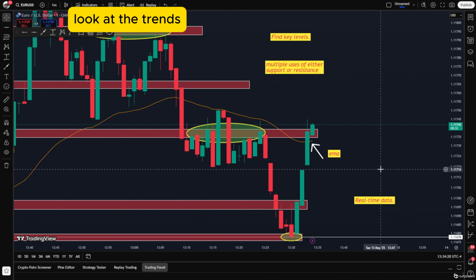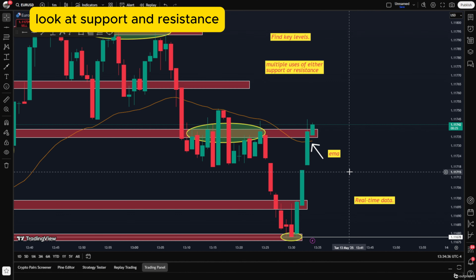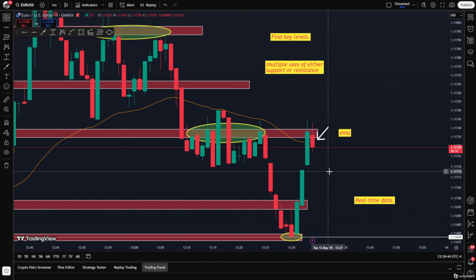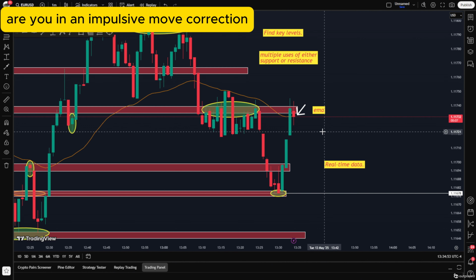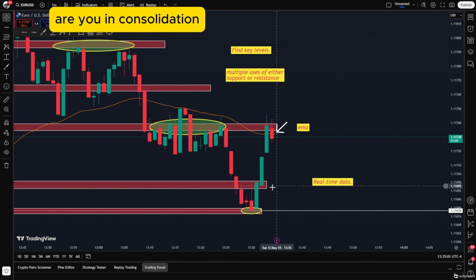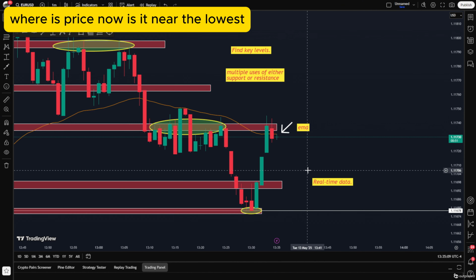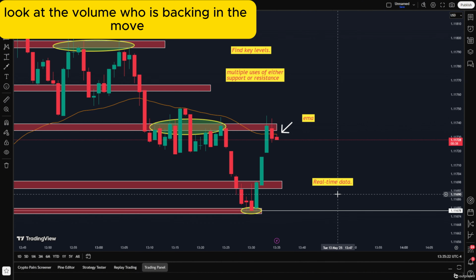Look at the trends. Is it making higher highs or lower lows? Look at support and resistance, these zones where price reacts consistently. Look at the market cycles. Are you in an impulsive move, correction? Are you in consolidation? Look at your high and low points. Where is price now? Is it near the lowest? Is it near the highest of price? Look at the volume. Who is backing the move?